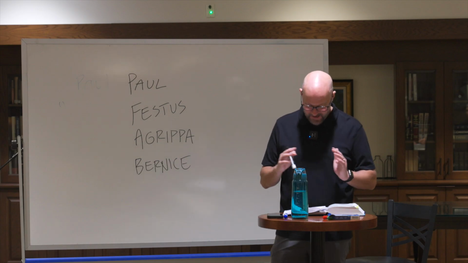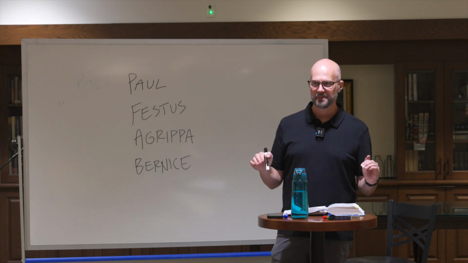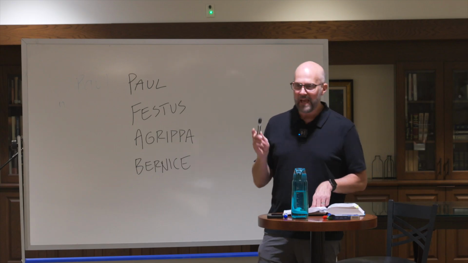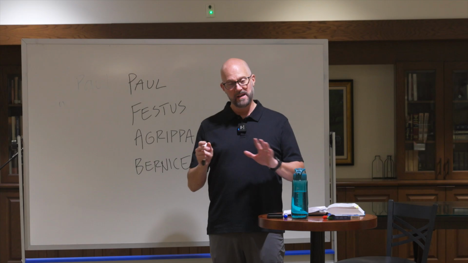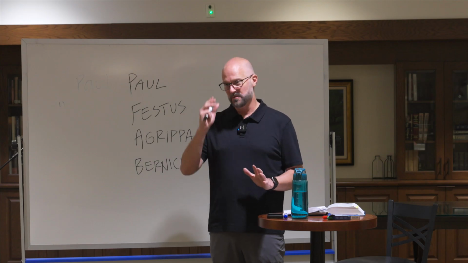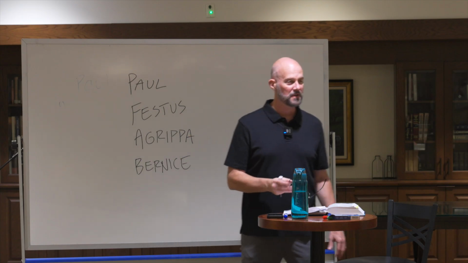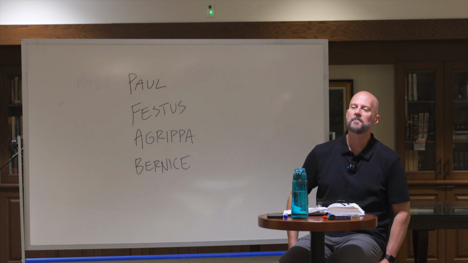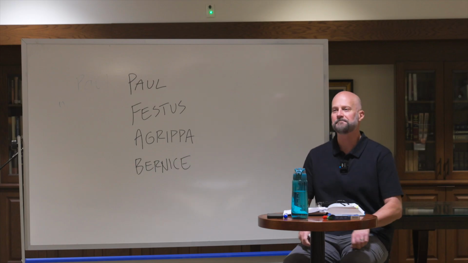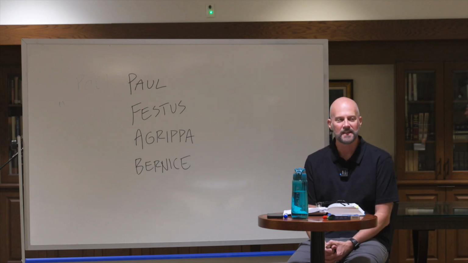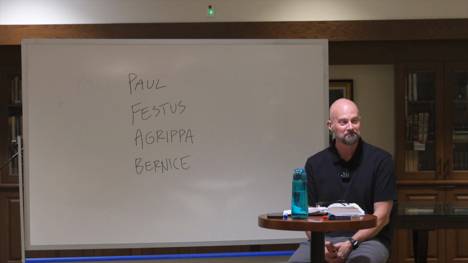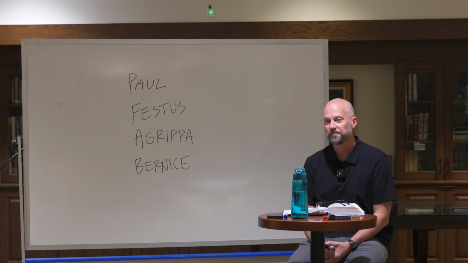So his behavior: cool, calm, and collected, confident, doesn't get rattled. What are the actions that we see Paul take here? Now, he's in prison, he's in chains, so he's not running around the countryside, but what actions do we see him doing? He's still witnessing. He's witnessing to these people, to his oppressors, right?